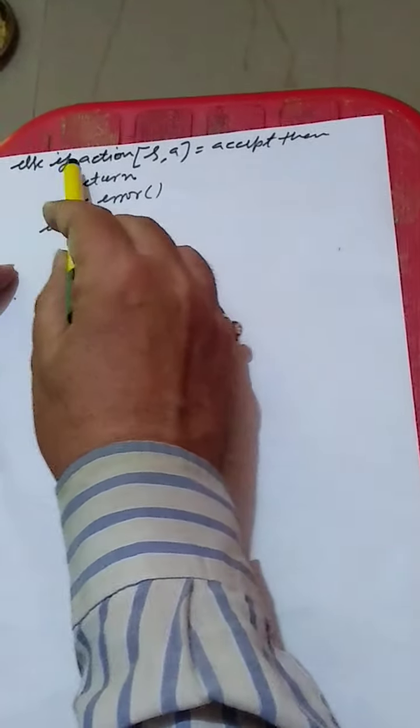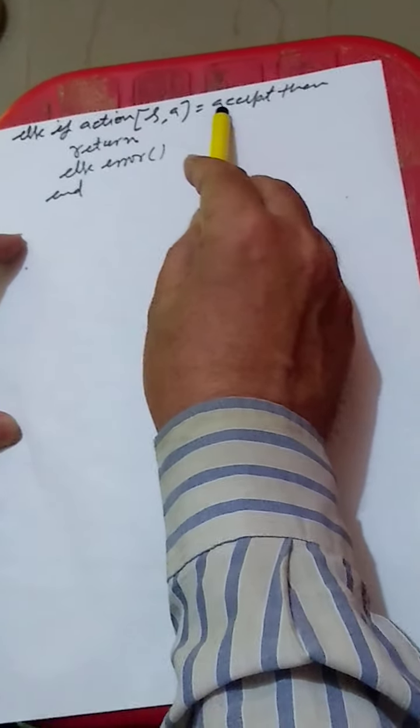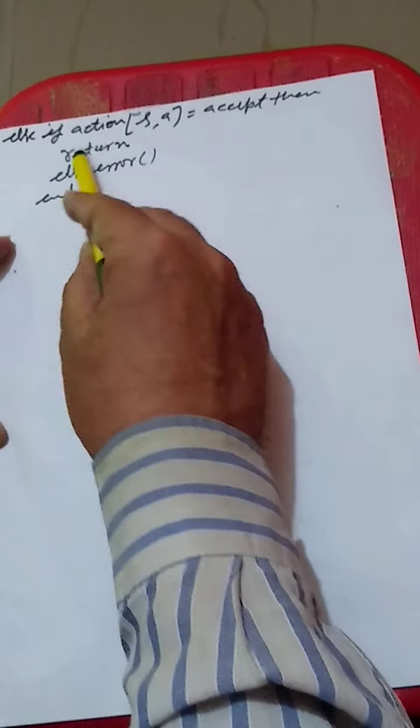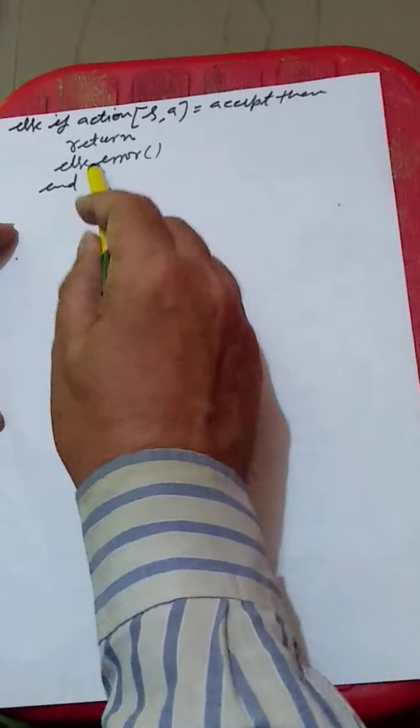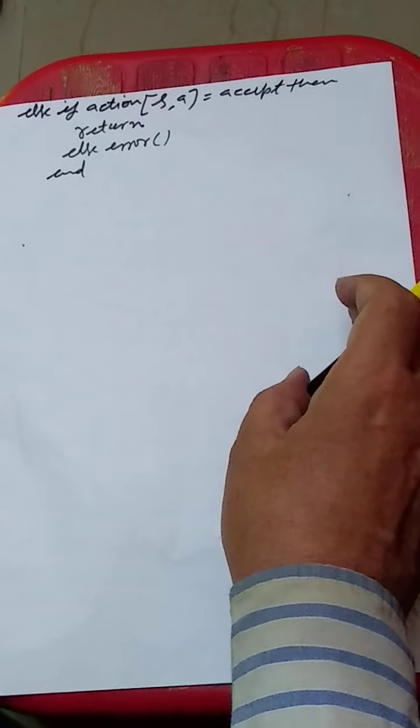Else if action[S, a] is equal to accept, then return, else error. And that's all about this algorithm, and that's all about this lecture.